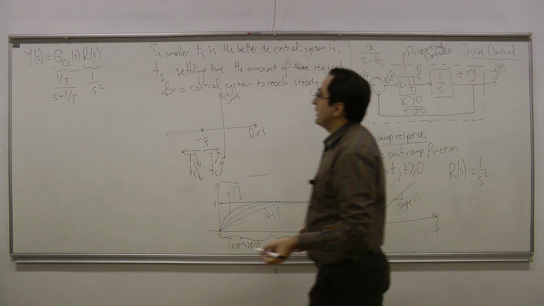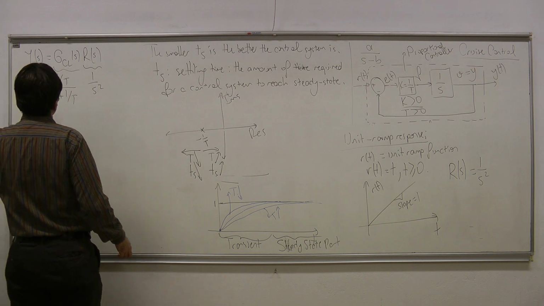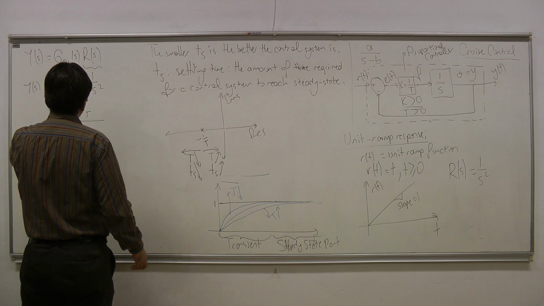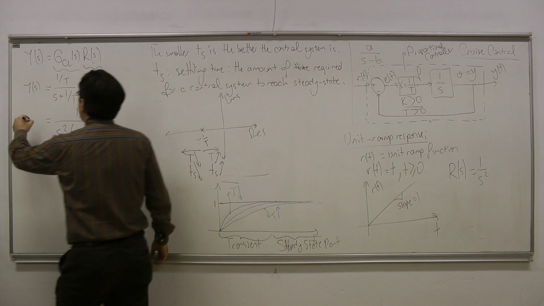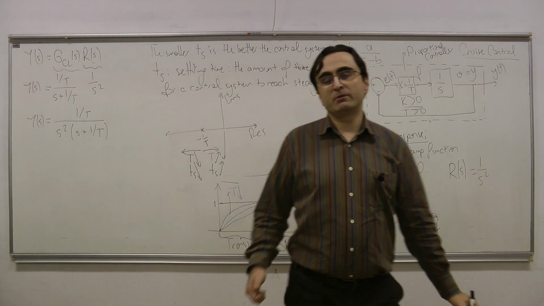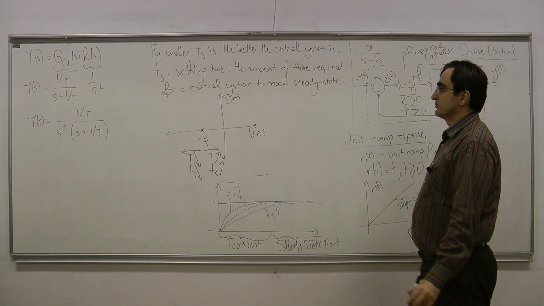So now this is my y of s. If I put it in a more familiar form, it is 1 over T, s squared, s plus 1 over T. In order to calculate the unit ramp response, I need to take the inverse Laplace transformation of that transfer function.